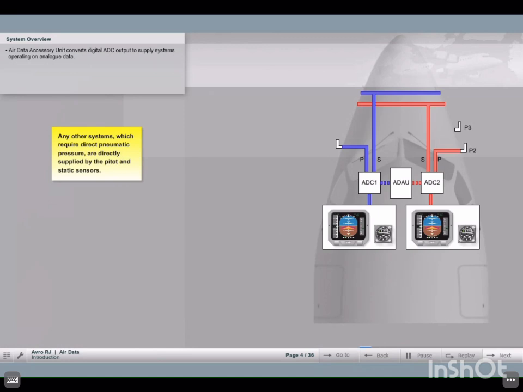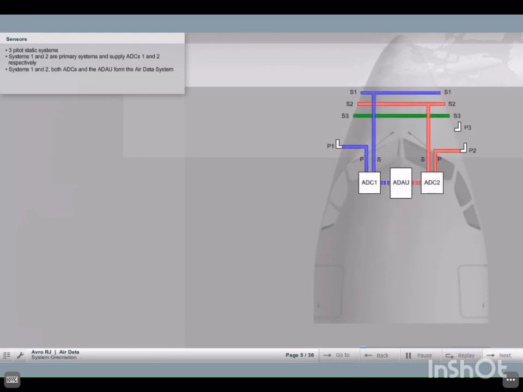An Air Data Accessory Unit converts information from both ADCs into an analog form and supplies aircraft systems which do not operate on digital data. The Avro RJ has three pitot-static systems, designated 1, 2, and 3. Systems 1 and 2 are the primary systems and supply pitot and static signals to ADCs 1 and 2 respectively, which together with the Air Data Accessory Unit form the Air Data System.